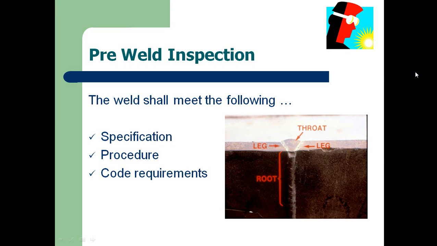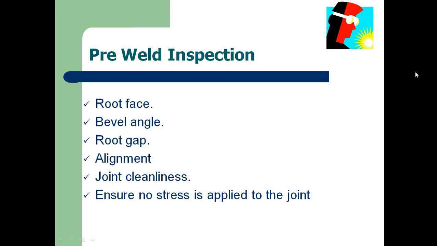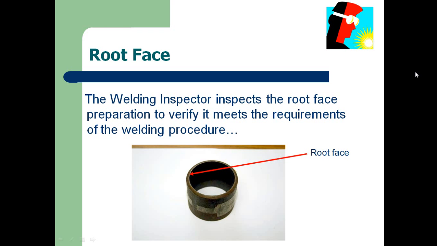Here we have what is the pre-weld inspection. To check the specification, the procedure, the codes requirement. The pre-weld inspection checks the root, the bevel, the gap, alignment, the clearance, and ensures that there is no stresses. What is the root face? This is the meaning of root face.